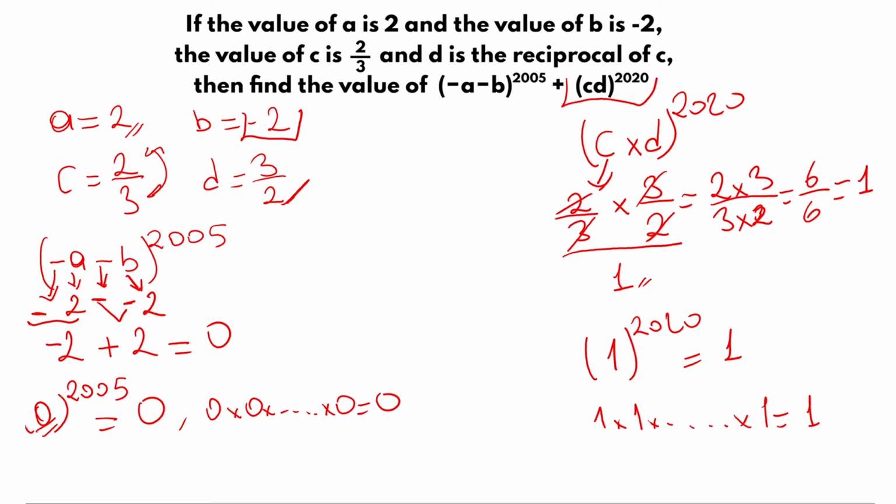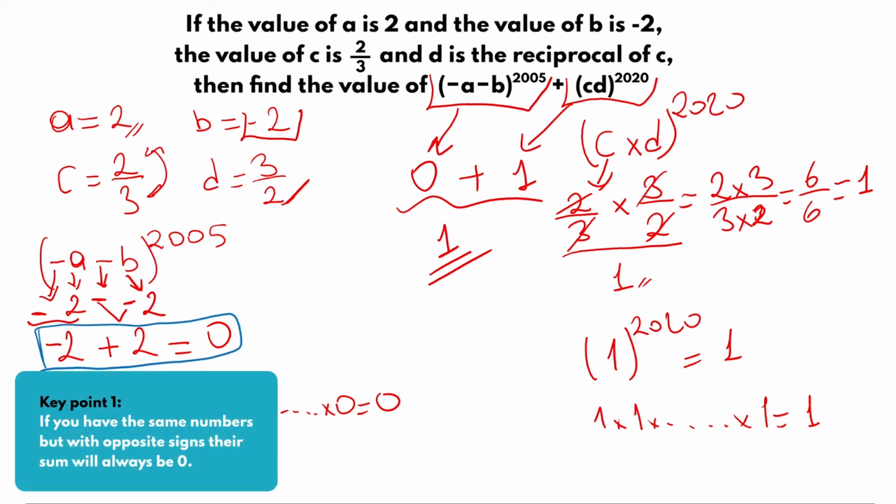Alright? Now guys, I know the value of this, which is 0, and the value of this is 1. So you can add them up and the final answer will be 1. Alright? There are two key points in this question that you must know. The first key point is here guys.